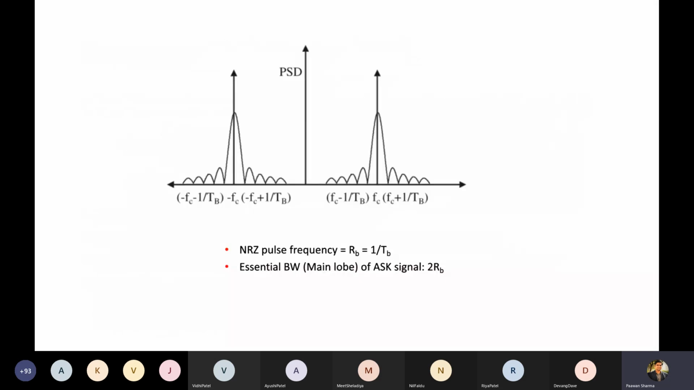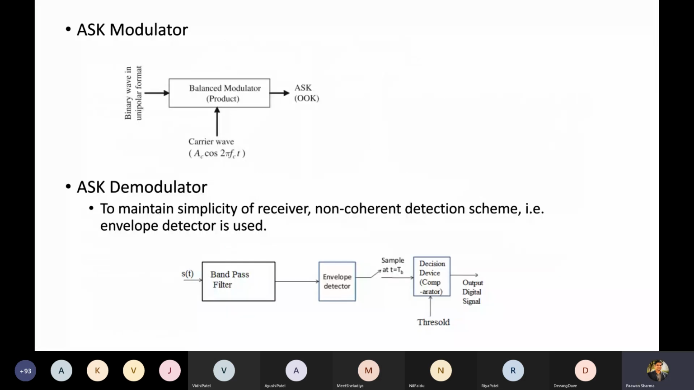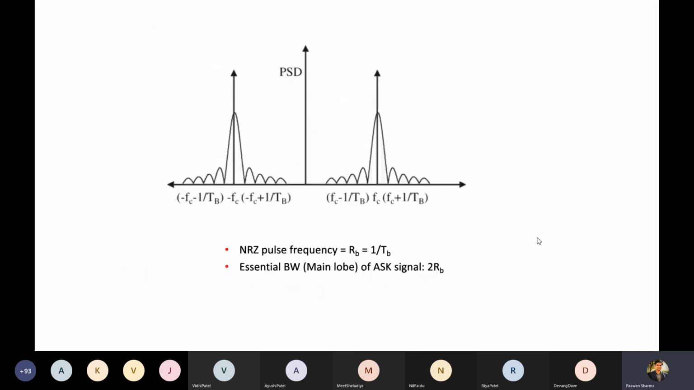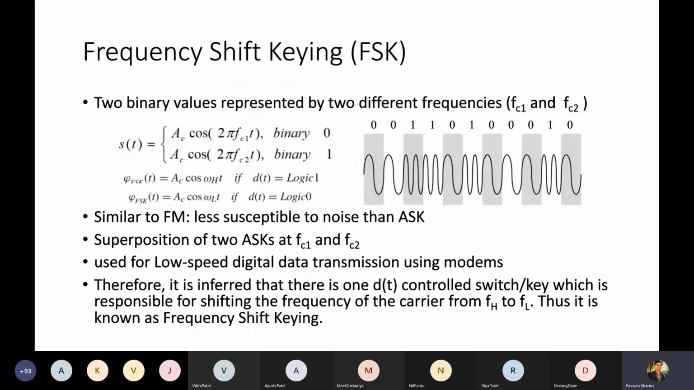Because if you go back and look at the ASK, what is ASK? s(t) equals A_c cos 2 pi f_c t. Similarly, your FSK, I'm not saying FSK is ASK, it is a superposition or combination of two ASKs, but at different frequencies. You all agree with this statement? Students? Yes, sir. Okay.